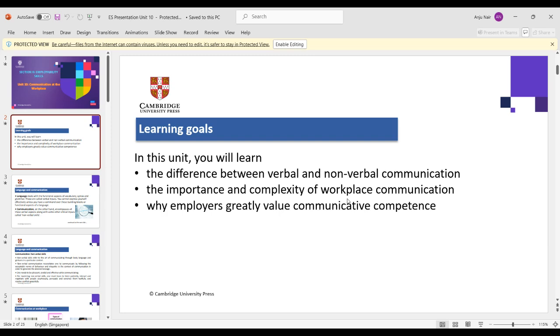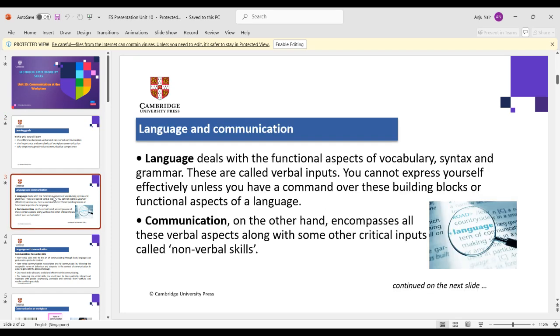Then why employers greatly value communicative competence, the ability to communicate clearly. It's a competence, it's a skill, or it is an ability. So why do employers value this skill? As I told you, again reiterating the importance of communication, you have grammar, you have words, you use adequate words, vocabulary, or domain specific words, syntax. Syntax means ordering of sentences, sentence structures, and grammar to put your ideas across. So the verbal inputs: am I using the correct verbal input to express my thoughts? When the inputs are correct, whatever you communicate becomes very effective.